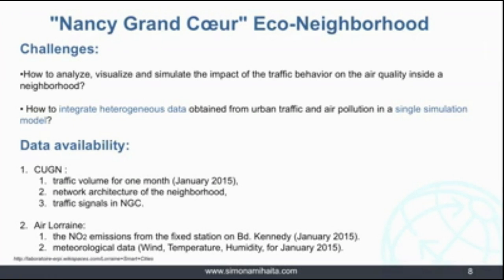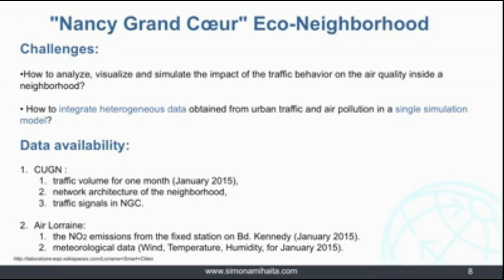Now, we have started to work on traffic-related problems. We already did a lot of traffic signal control optimization for them, but this part of the work was focused on being able to simulate the traffic behavior, but also include the impact that this might have on the air quality inside the neighborhood in one simulation model. And of course, to be able to integrate the heterogeneous data sources that we received. So, for example, the central traffic center, CUGN, gave us all the information: the traffic volumes, the network configuration, the traffic signals, and so on, so that we can build our traffic simulation models.